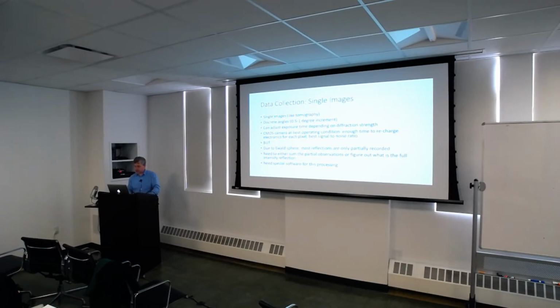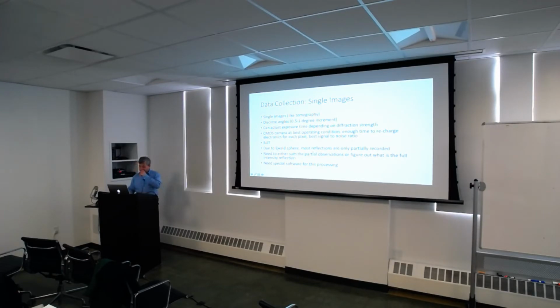So for single images, which is what was done first, it becomes very much like tomography. You go in half a degree or 1 degree increments. You can adjust the exposure time depending on the spots you're seeing. Usually you're using a CMOS camera, so it's a high speed, modern camera. It's not a direct detector. It doesn't have to be a direct detector camera, but you want it to be fast enough that you can ideally take a lot of images quickly. And CMOS cameras are quite good for that.